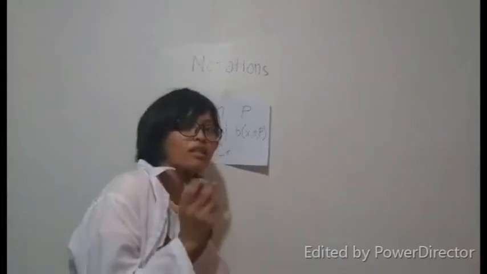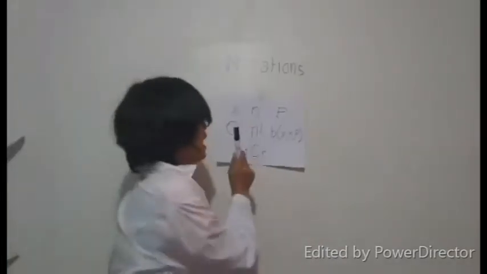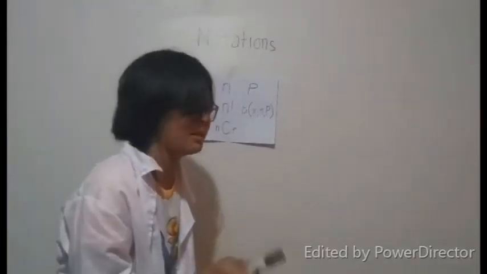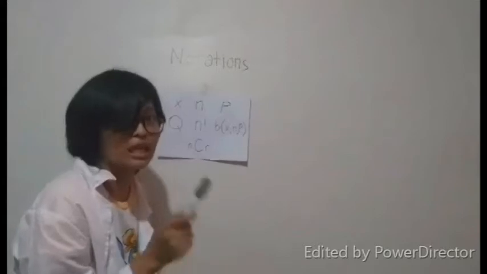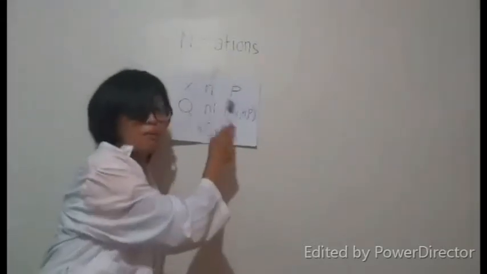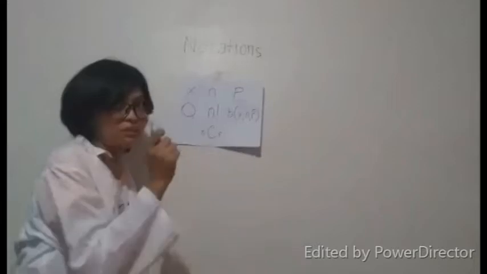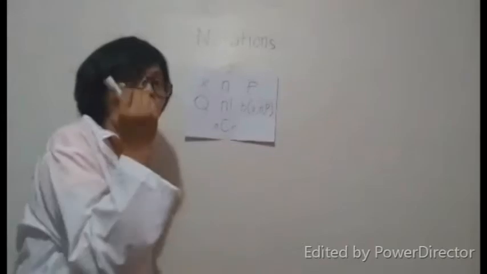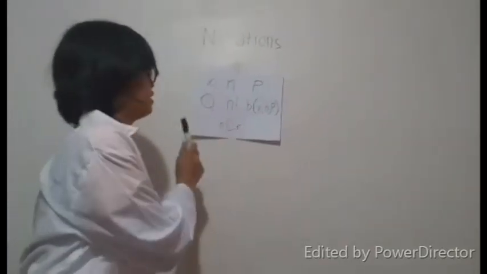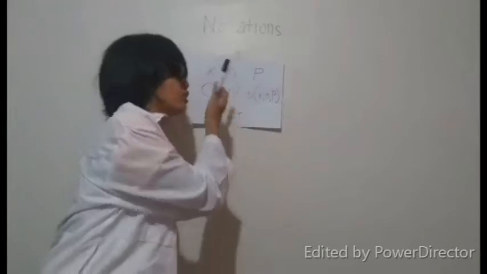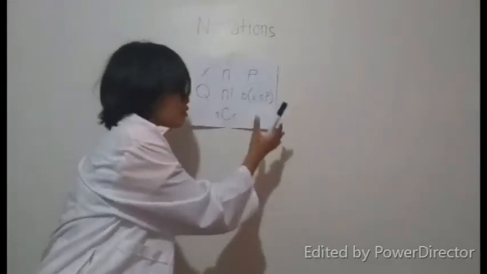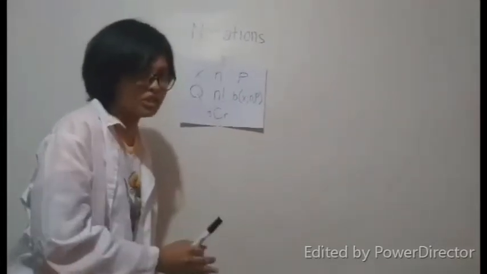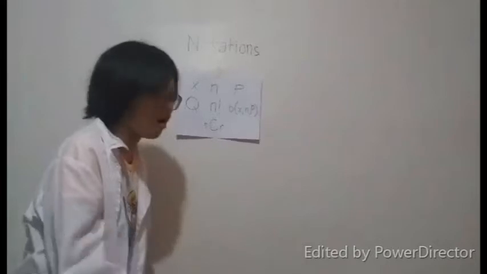Next, let's go to notations. X is the number of successes that results from the binomial experiment. N is the number of trials in a binomial experiment. P is the probability of success. Q is the probability of failure in an individual trial, which is equal to the quantity 1 minus P. N factorial is the factorial of N. b(x; n, P) is the binomial probability. And nCr is the combinations of n taken r at a time.